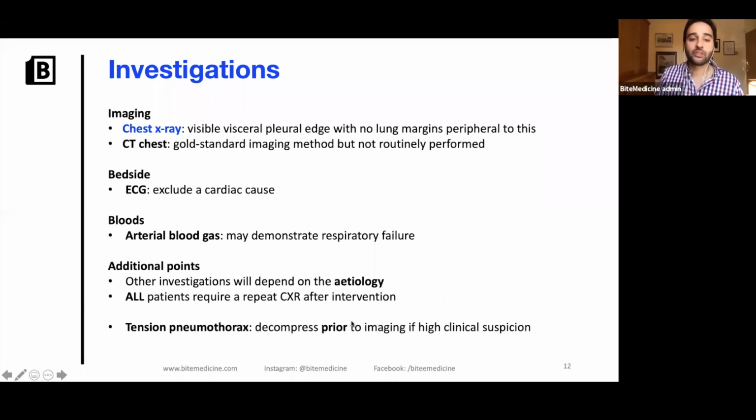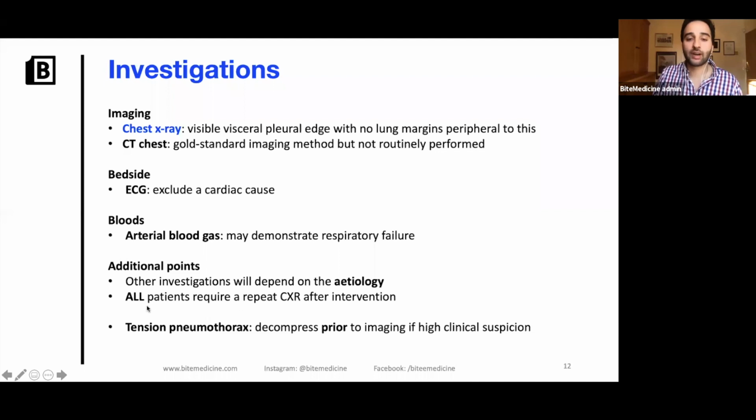Another really important thing to mention is that all patients following intervention, which we will talk about soon, will need a repeat chest X-ray to make sure that the lung has reinflated and that the pneumothorax is at least improving or resolved.